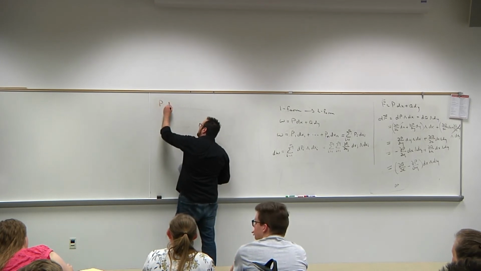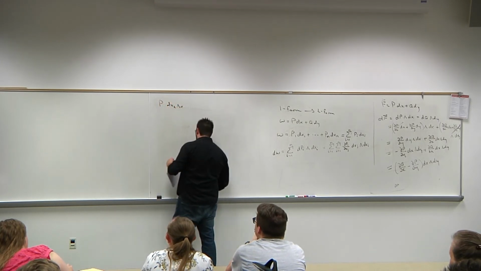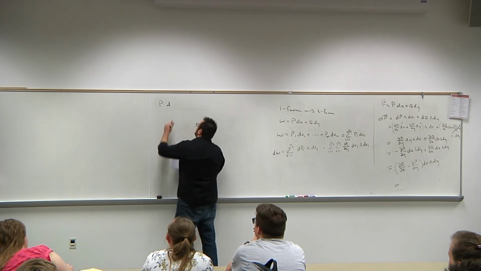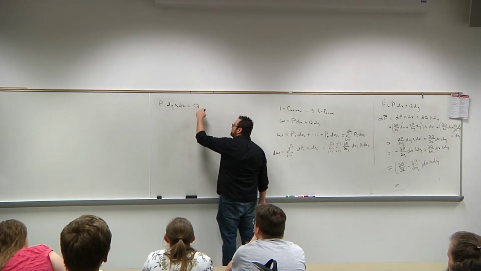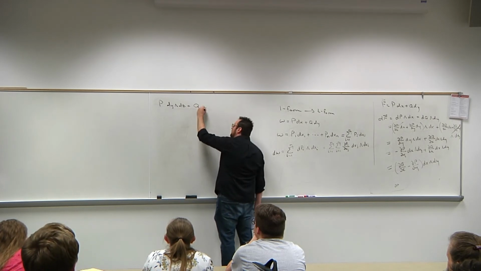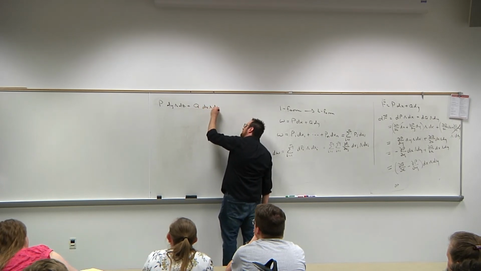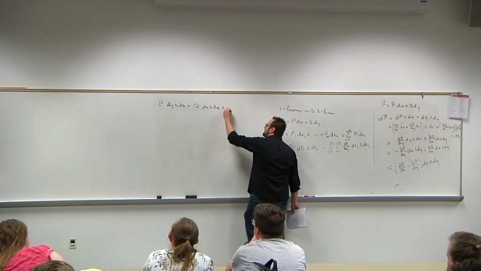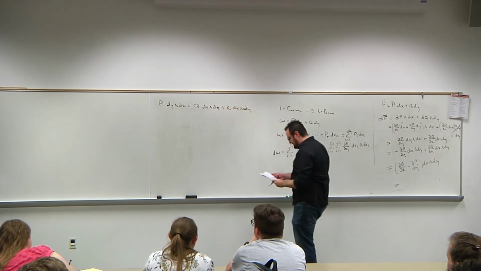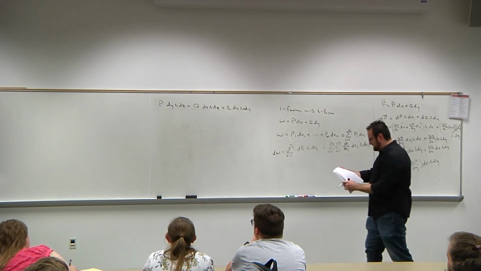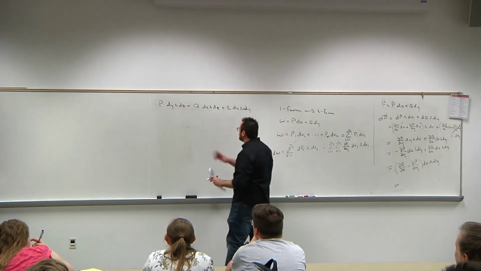I'm going to go P dy wedge dz plus Q, who should be missing here? The y. So I'll have dx wedge dz, plus R dx wedge dy. That's what I'm going to have instead. And then nice things will happen with this.